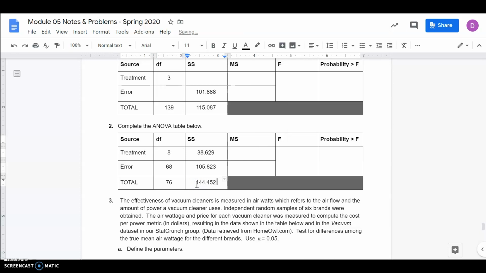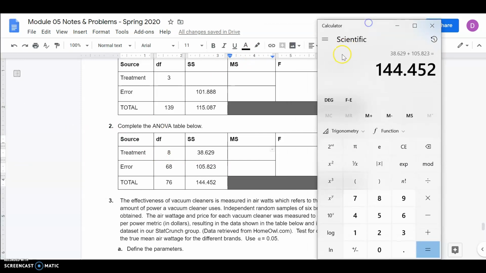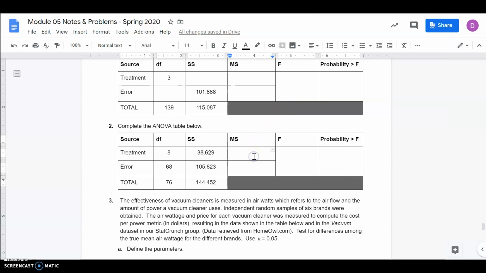The mean squares are a little bit less straightforward. The mean square is a measure of that variability, but it's scaled back based on the degrees of freedom. To find the mean square for a given row, you would take that row's sums of squares and divide by its degrees of freedom. So to find the mean square for treatment, I would take the sums of squares associated with treatment and divide by the degrees of freedom associated with treatment, giving me a mean square of 4.829.